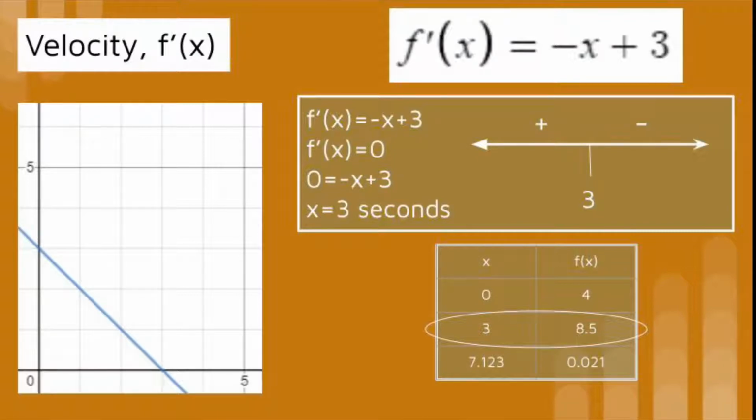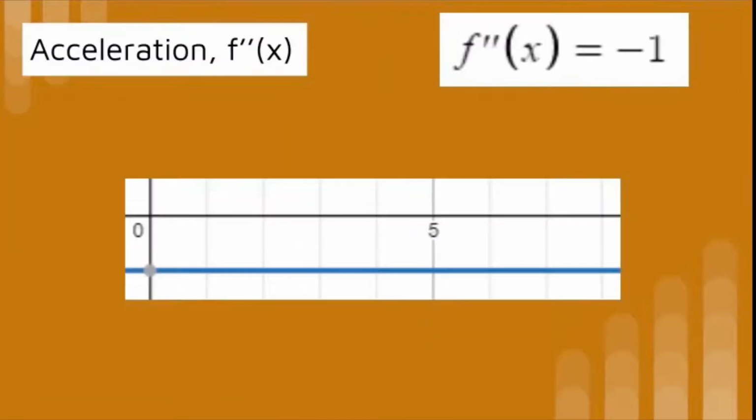However, we are given the domain restrictions, which we can use to solve for the absolute maximum of the function. To do so, take the endpoints and plug them in for x in the original f of x equation. Doing so, we get 0, 4, 3, 8.5, and 7.123, 0.021. Since 3, 8.5 gives us the greatest y value, that is our absolute maximum.